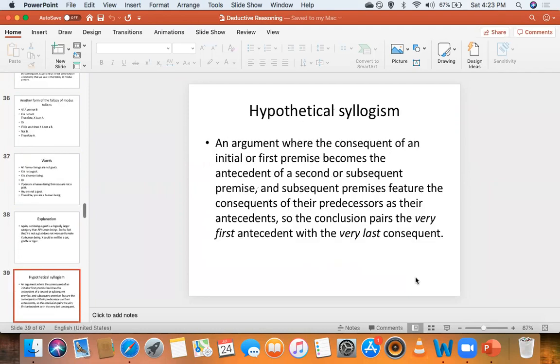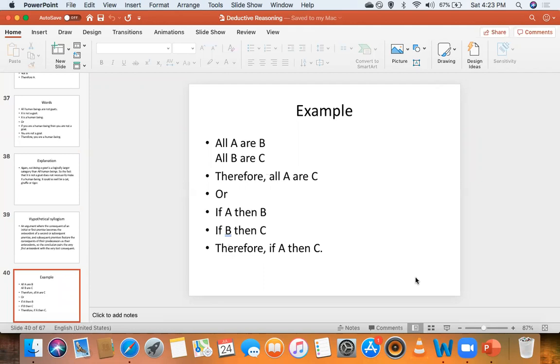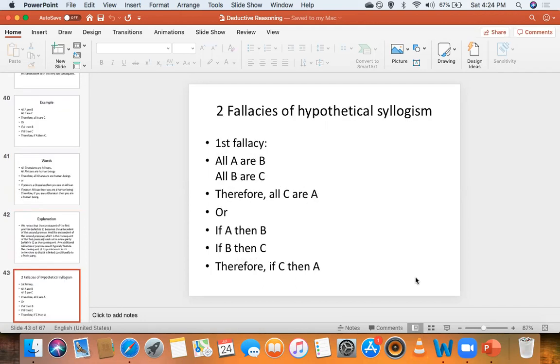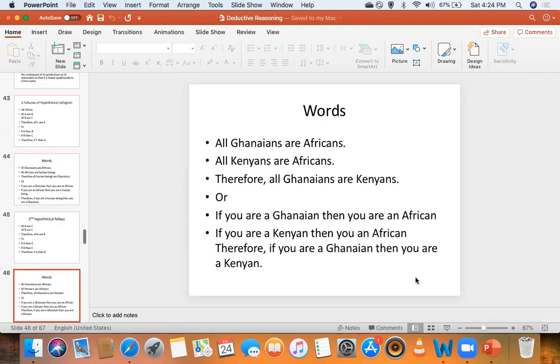After that, we went to hypothetical syllogism. We saw how hypothetical syllogisms work. All A are B, all B are C, therefore all A are C. We said in a hypothetical syllogism, you notice that the consequent of a premise becomes the antecedent of the next premise. And what the conclusion normally does is to pair together the very first antecedent and the very last consequent. That's a hypothetical argument. Then we saw two hypothetical fallacies and how they work.